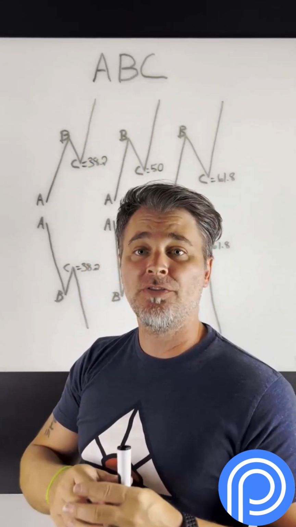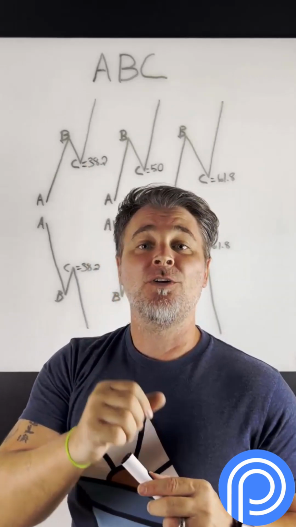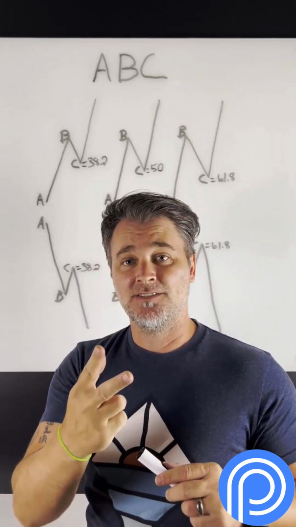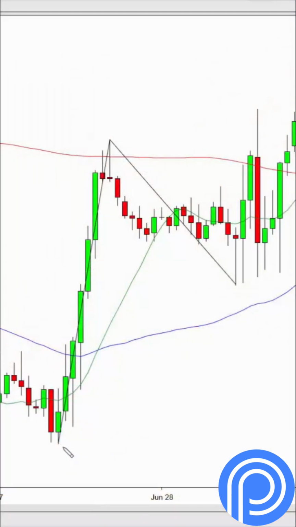So we've gone through and we've learned about the ABC pattern, more to come. We've also validated the ABC setup. And finally, now we have precise entries and exits.